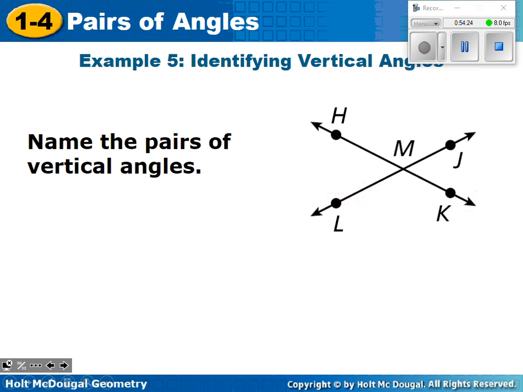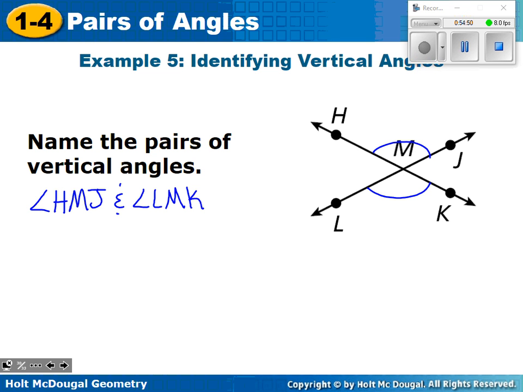Okay, last example in your notes is just simply to name the pairs of vertical angles. So let's just do it out loud together. In this picture, there should be 2 pairs of vertical angles. Somebody name correctly one pair of those. Go for it. Angle HMJ, I heard. That's this angle here. What angle is vertical to it? Angle LMK, correct? Okay, so that's one pair.